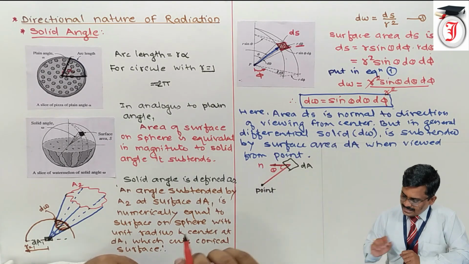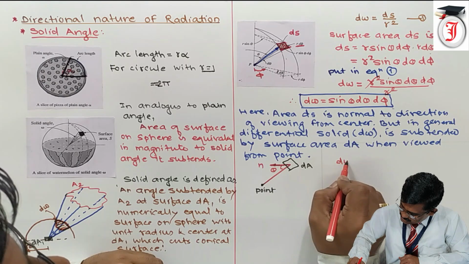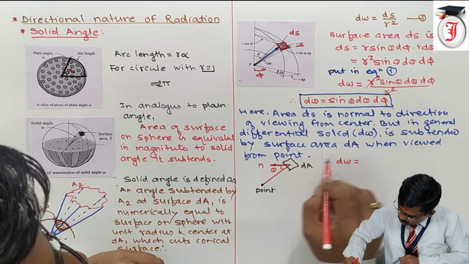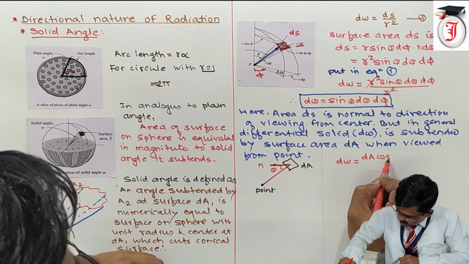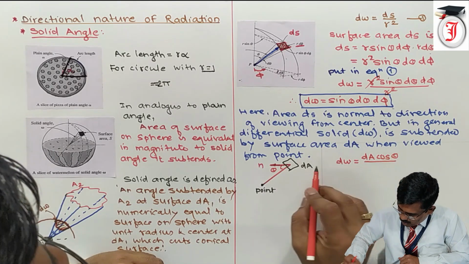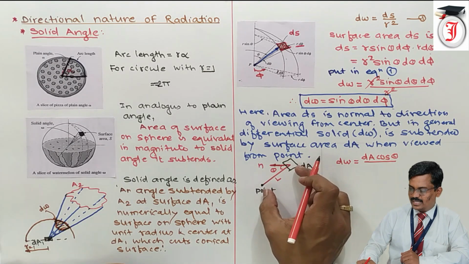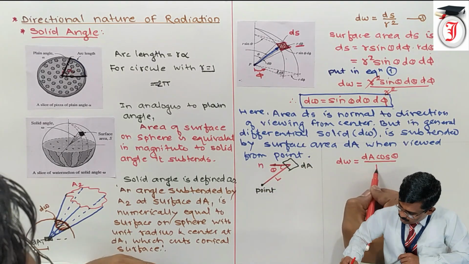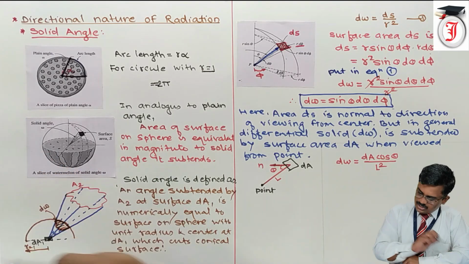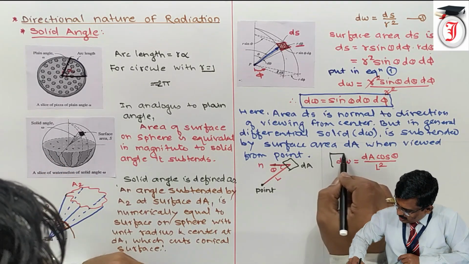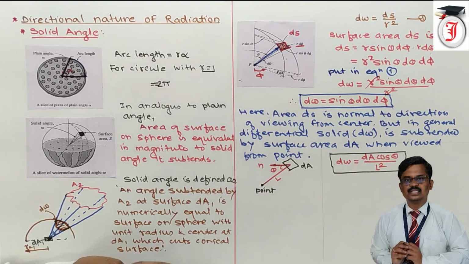In this case, d omega is equal to the surface area dA into cosine of angle theta upon the distance between these two. Let us consider the distance between the point and surface is L, so it is L square. So in general, we can say d omega is equal to dA cos theta upon L square.